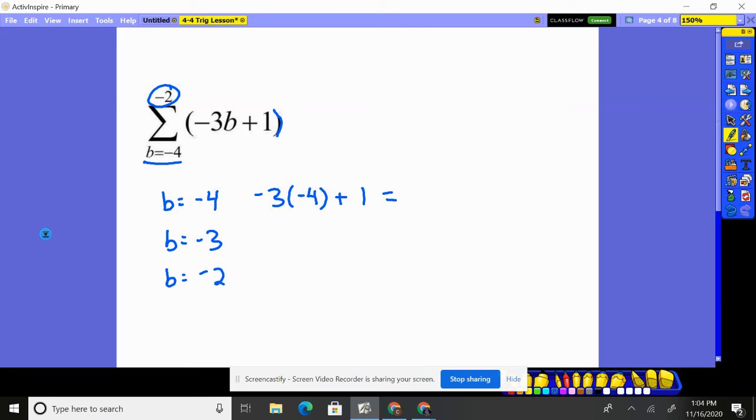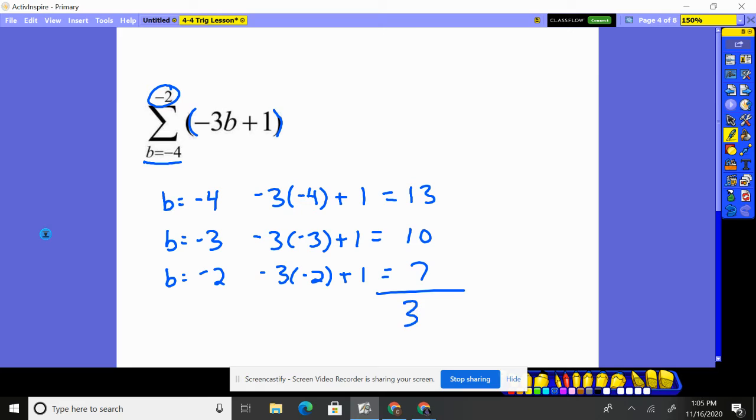Now, you might be wondering, why do they have that there? Well, I put that there because I was going to raise it to a power, but I changed my mind. So didn't really need it. But anyway, -3 times -4 is 12. 12 plus 1, 13. I now plug in -3 to the b value. That's 9 plus 1, 10. And now I plug in -2, 6 plus 1, 7, and then sum it all up, 30. So the answer here is 30.